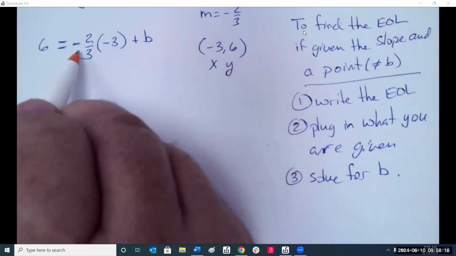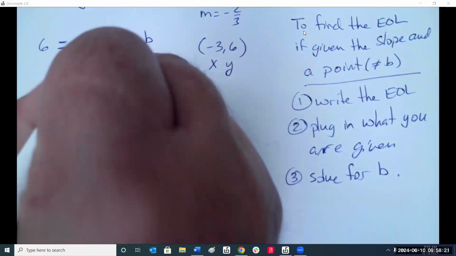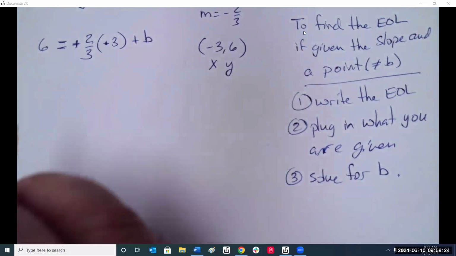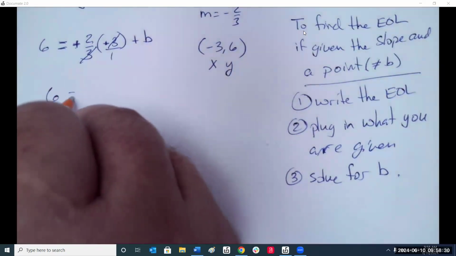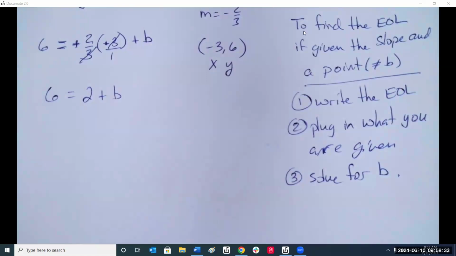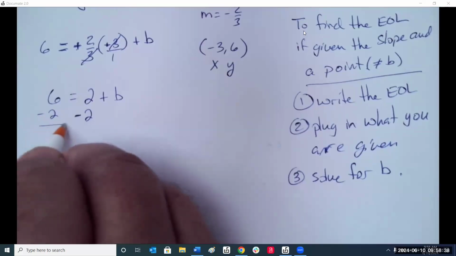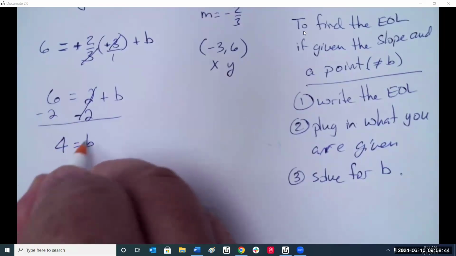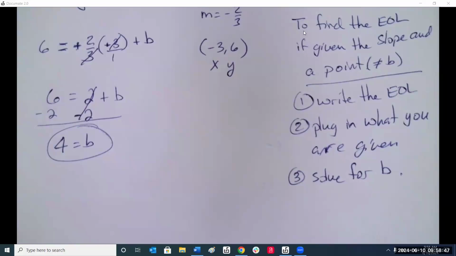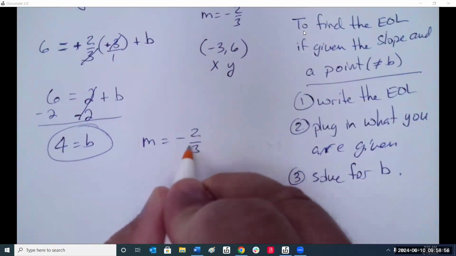So the first thing we do is, can we simplify this? Negative times negative, they cancel, becomes positive. The 3's cancel. So we have 6 equals 2 plus b. Subtract 2 from both sides. 6 minus 2 is 4. So we know b. We know our slope is negative 2/3.